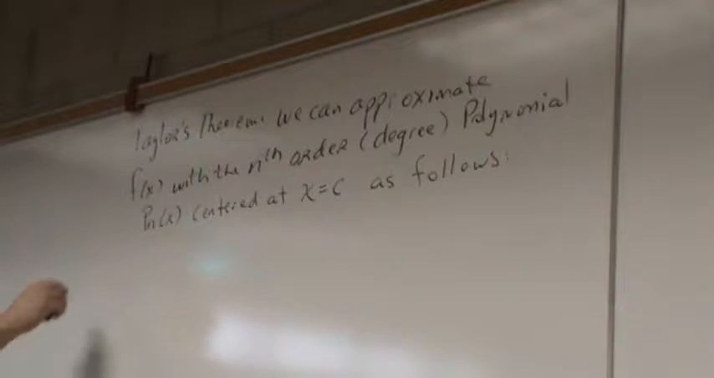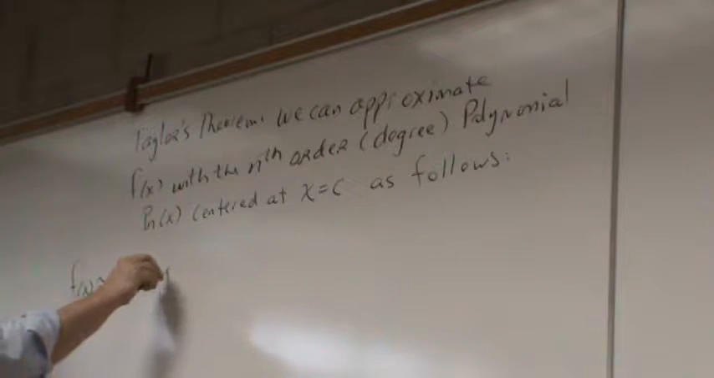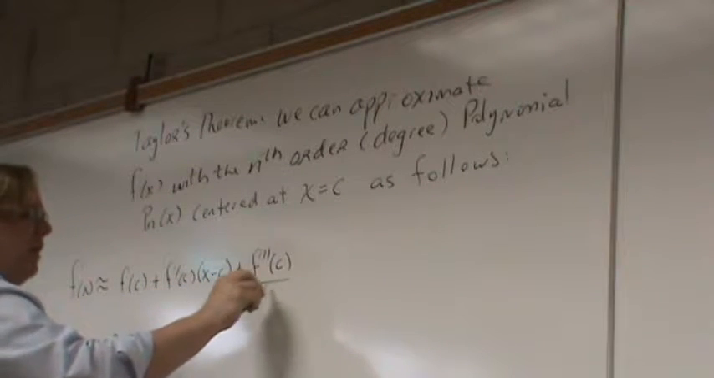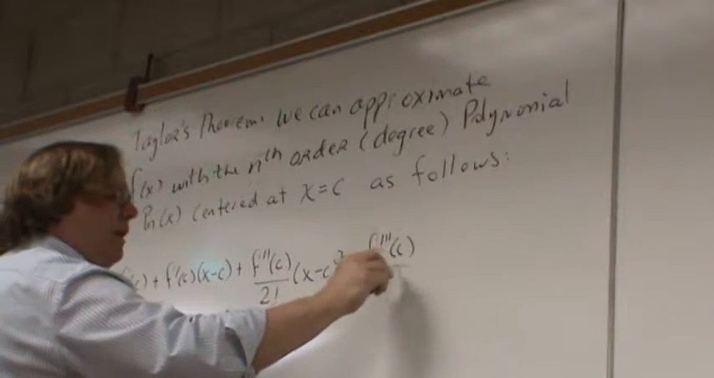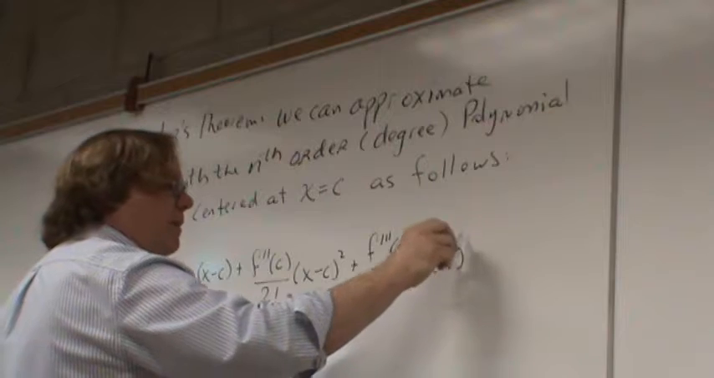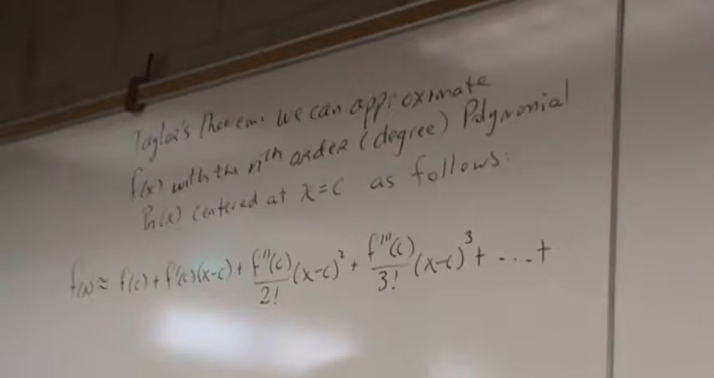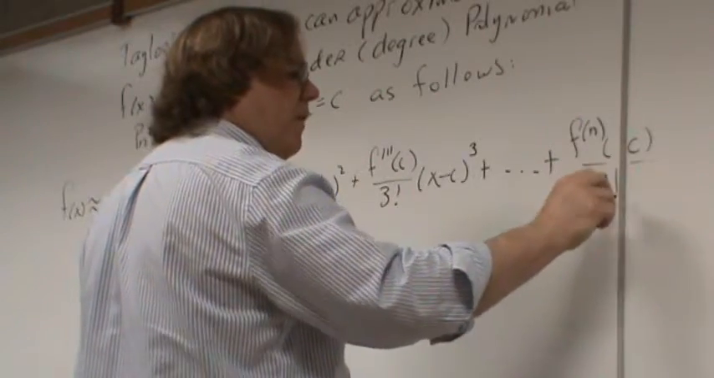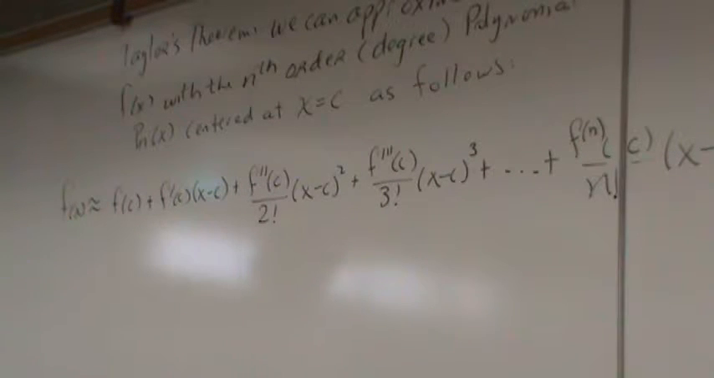Okay, here it comes. f of x is approximately equal to f of c plus f prime of c times x minus c plus f double prime of c over 2 factorial times x minus c squared plus f triple prime of c over 3 factorial times x minus c to the 3rd power plus dot dot dot, all the way to the nth order term, which would be the nth derivative evaluated at c over n factorial times x minus c to the n power. And that's my approximating polynomial.